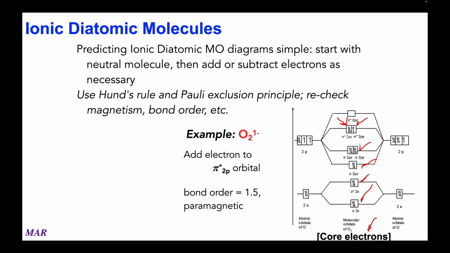So again, making positive or negative ions from these is really simple once you have the neutral version. You just add or subtract to the appropriate place, and you're good to go, and you can predict magnetism, bond order, all that kind of stuff.